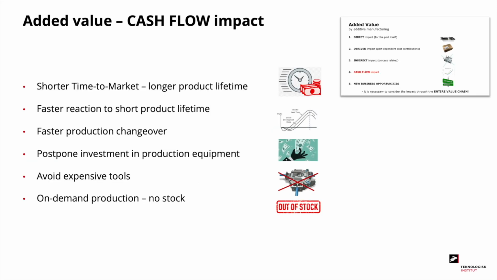To be more specific regarding cash flow impact, how could you achieve that? For instance, by shorter time to market, you compress your development phase. And that also means that if you get earlier on the market, you may achieve a longer product lifetime. You will have, or may have, faster reaction to short product lifetime.